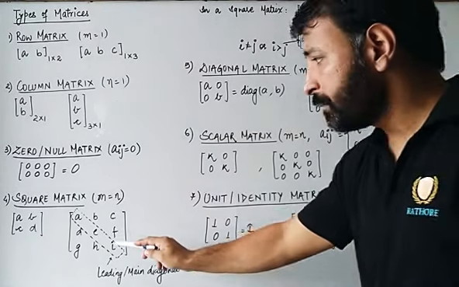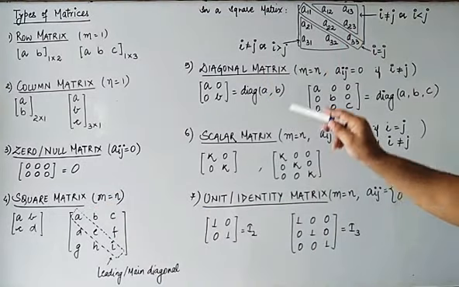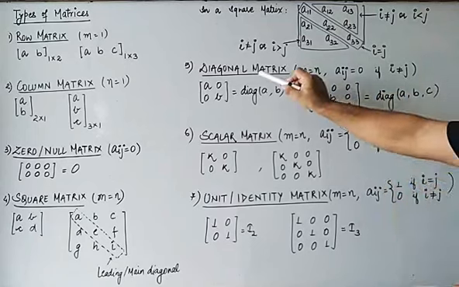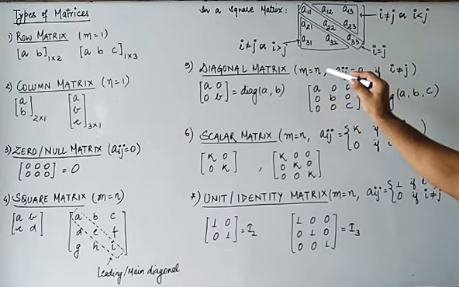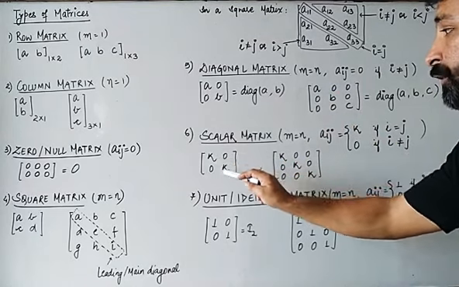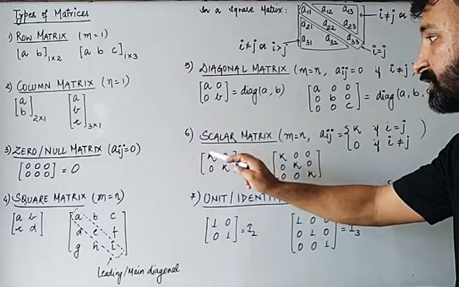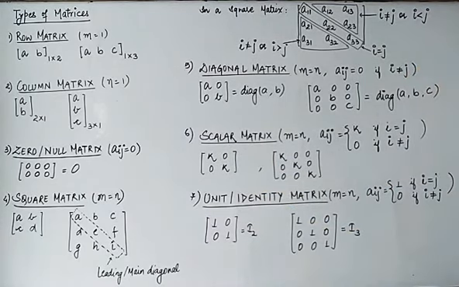Now, if in a square matrix all the elements other than the diagonal are 0, then this is known as a diagonal matrix. And in a diagonal matrix, if these diagonal elements take a scalar fixed value, a constant value, a similar value, then this is known as a scalar matrix. And if this value of the scalar is 1, then this is known as a unit matrix or identity matrix.